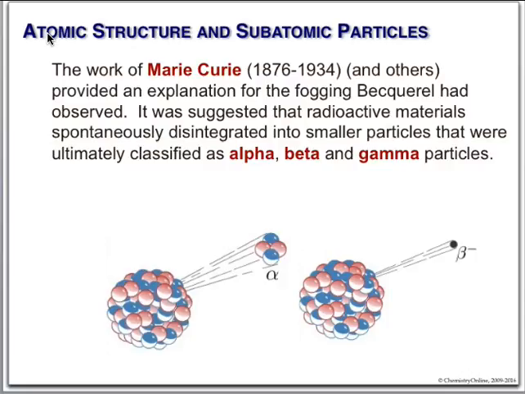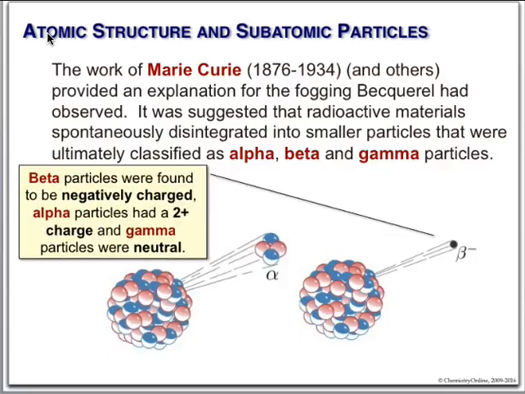It turns out, this is Marie Curie and her friends, finally demonstrated that these uranium and radium salts were undergoing a decomposition of some sort. So the nucleus was expelling particles. These particles could be neutral, it's a gamma ray, or they could be charged.